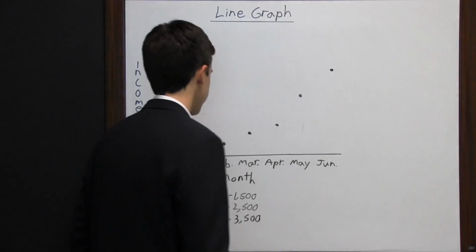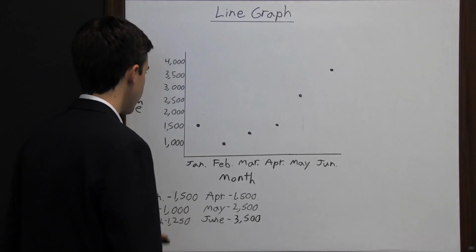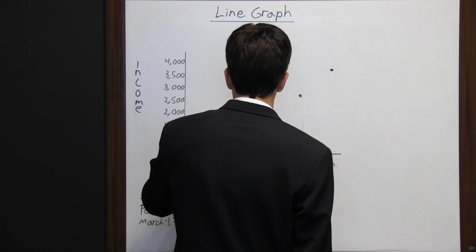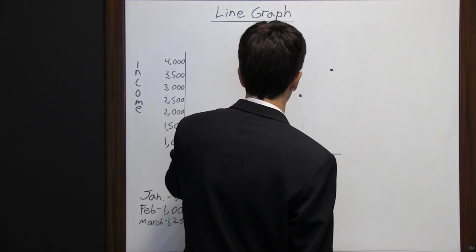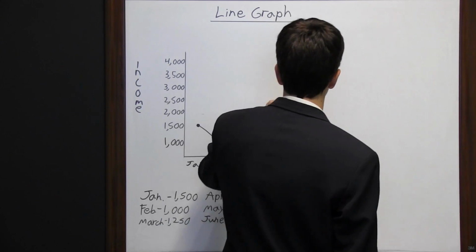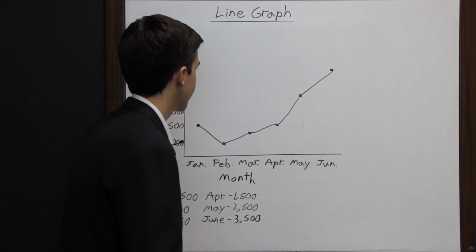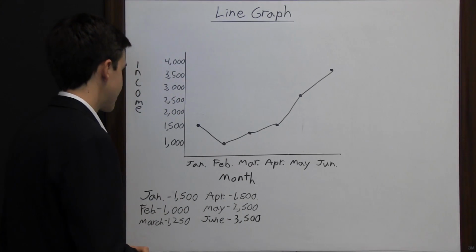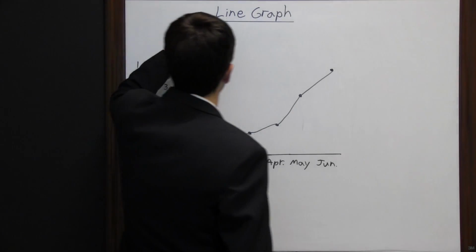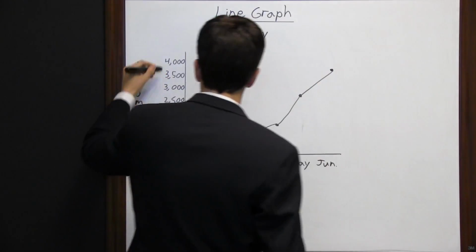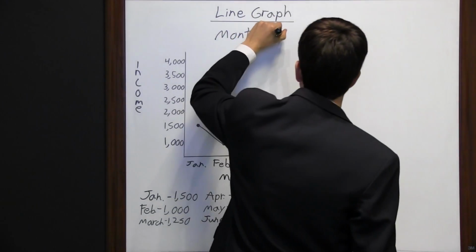Now to start completing this graph so that someone can understand it, we draw lines connecting the dots. And this makes it even easier for the reader to understand the graph, because they just have to follow the lines from left to right to see the progression of income through this. Now we also need a title for this. So this could be monthly income. That would be a good title for this, because we're looking at income levels per month.